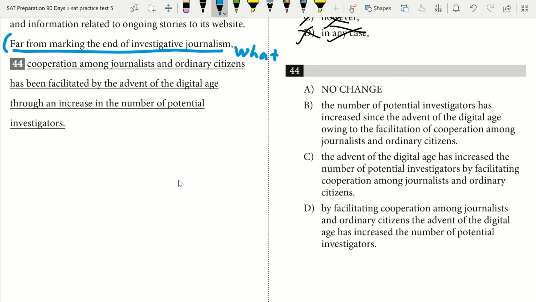So in this case we have the option "cooperation among journalists and ordinary citizens." Now, if you read this passage, you would understand that the modifier here needs to modify "the advent of the digital age." So C would have to be our correct answer, and I'll explain why.